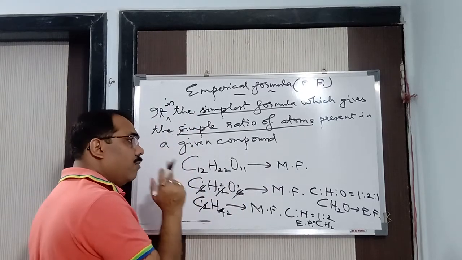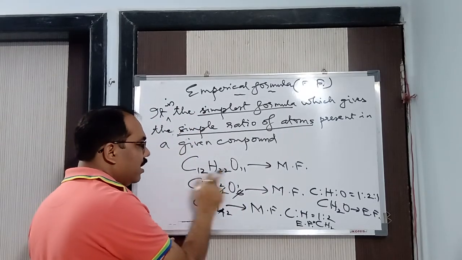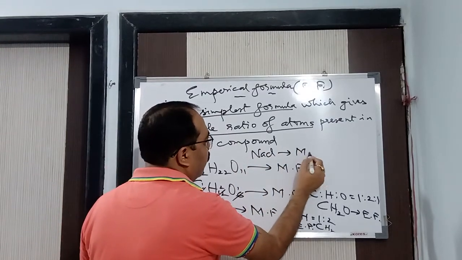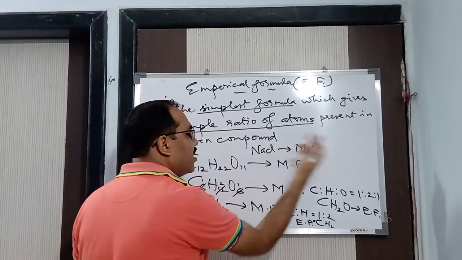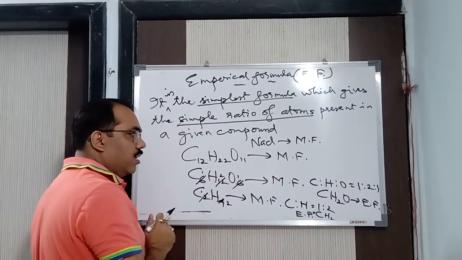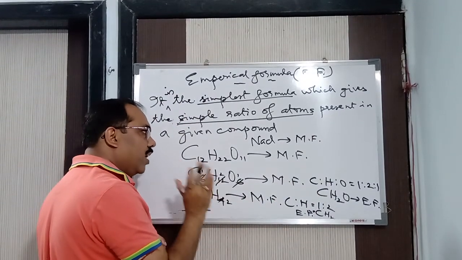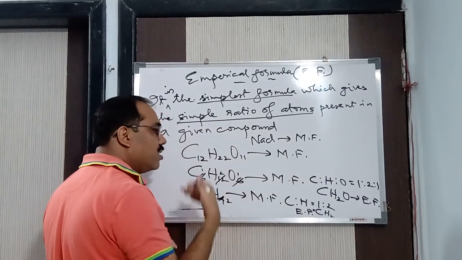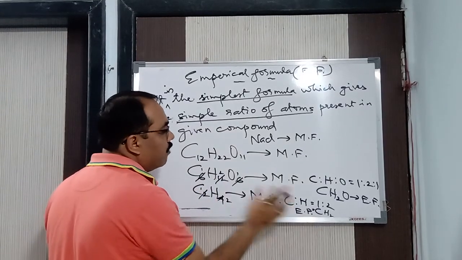But in certain cases the molecular formula and the empirical formula are the same. Like here in this case it is the same. Like in this case NaCl, molecular formula and empirical formula are the same. You cannot simplify it any further. So in certain cases molecular formula and empirical formula are same, but in some cases you can still simplify it further, you can still divide it further, so that will give you the empirical formula.